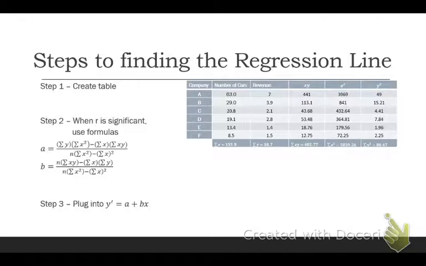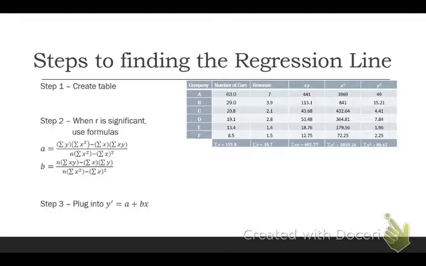And again, all of this is going to be a lot easier for you guys because I created that Excel spreadsheet for you. But after we find all of our pieces, we can go ahead and start following our formula, which is step 2. When R is significant, which we've already determined it is based on the previous video, we can now use our formula for A. So let's plug that in.